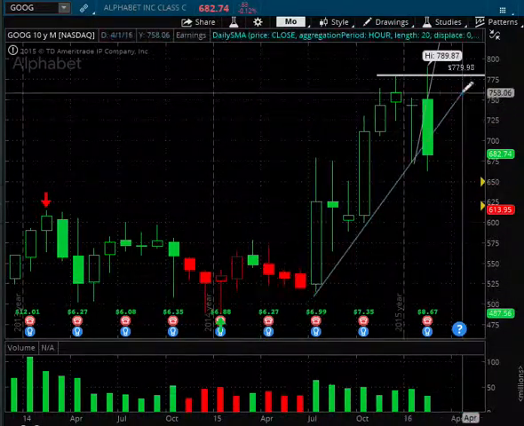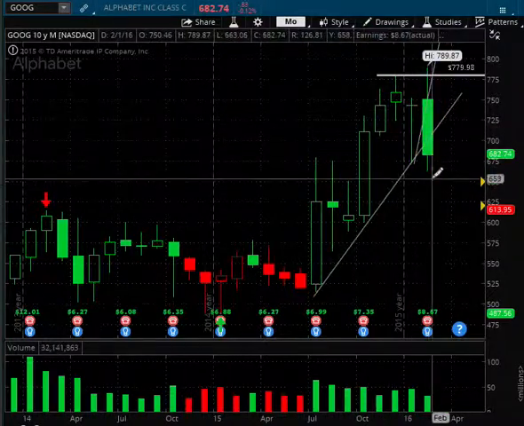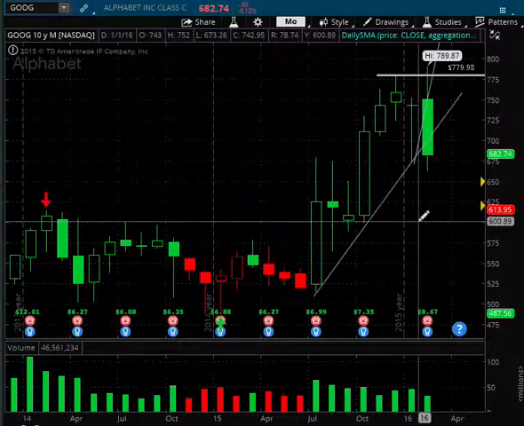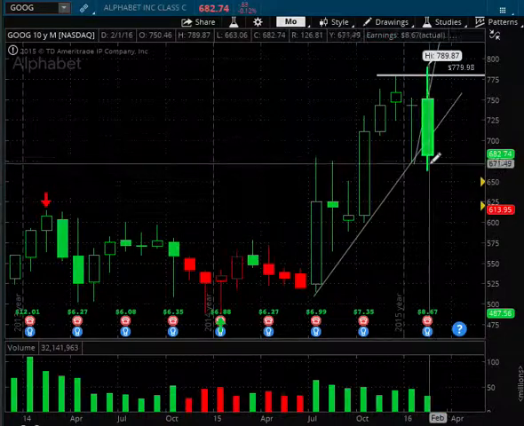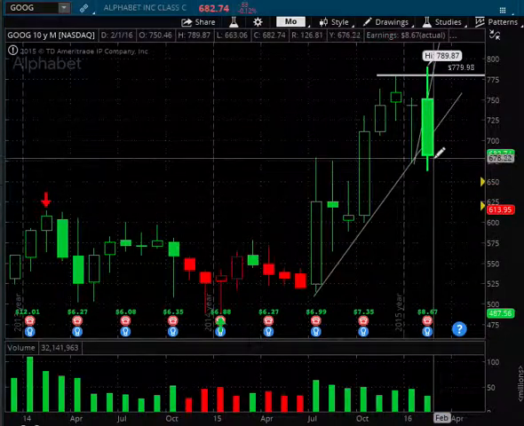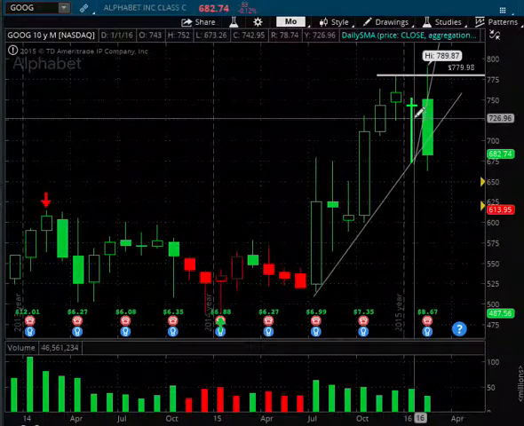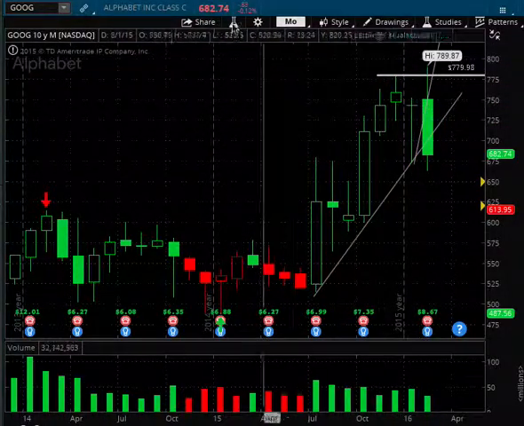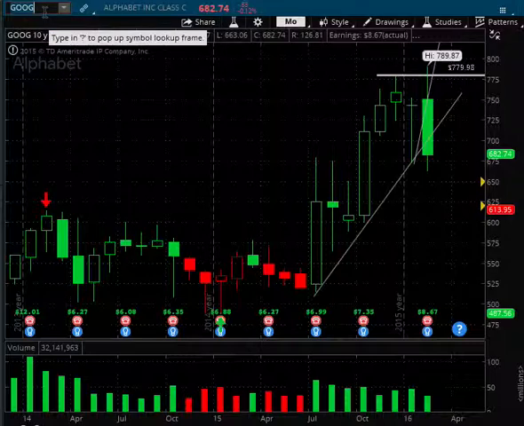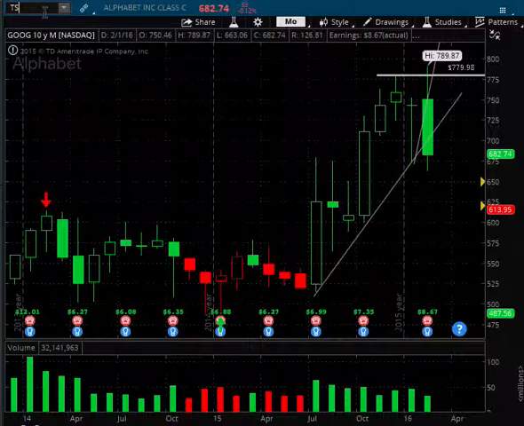We did break the trend line, so we may fall a little bit further. We can probably fall all the way down to $600 a share. So you probably have $82 a share downside and about $100 upside. That's almost 1-to-1, which is still a decent risk to reward ratio. All right, that was Google. Let's look at my favorite stock, Tesla.